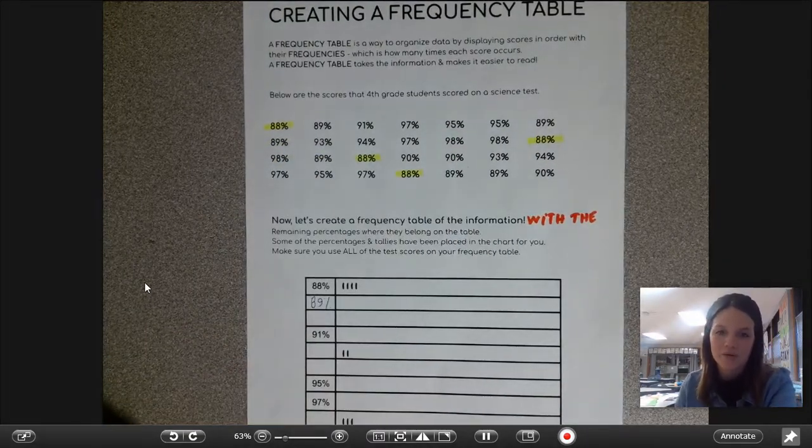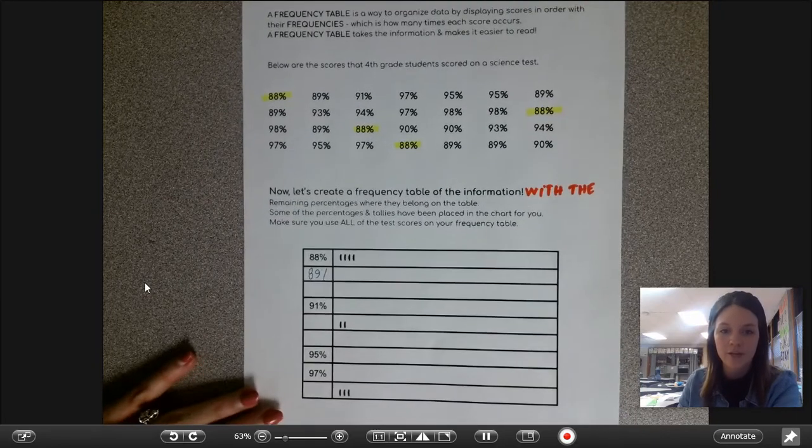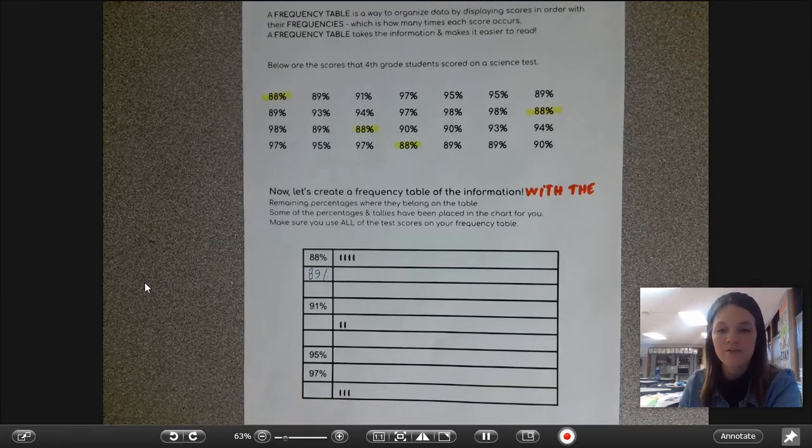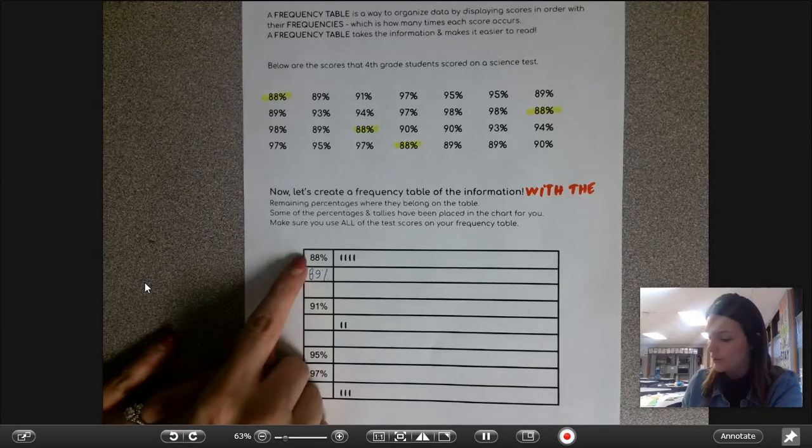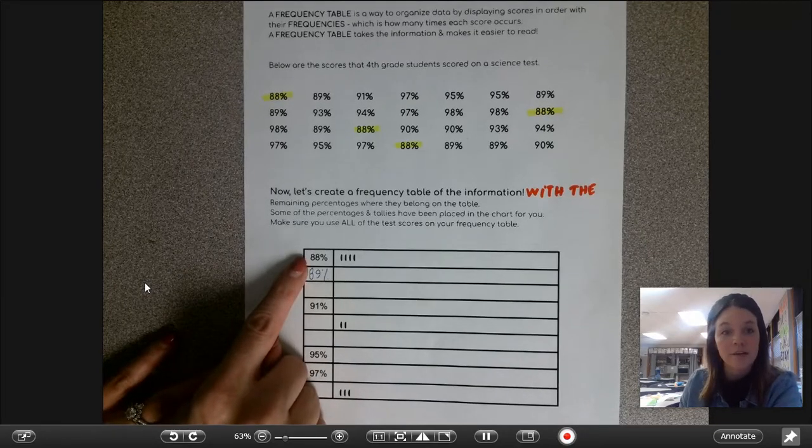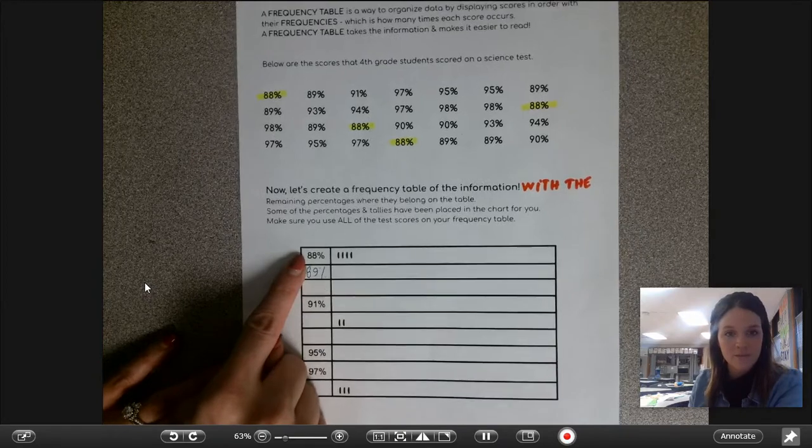So if you look at these scores right now, they're all out of order. We really don't know how many there are or how many times each score occurs. And so that's why we're going to create a frequency table, which is shown below. So we're just going to take the information that's above and put it in order. So first I took the percentages and I'm going to start placing them in order. I've done some of them for you.